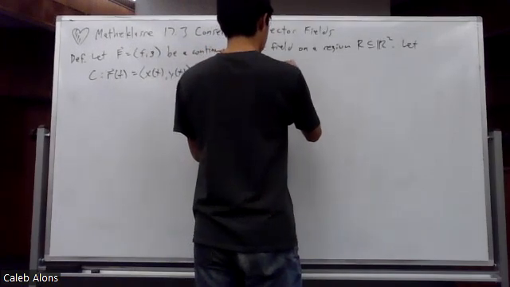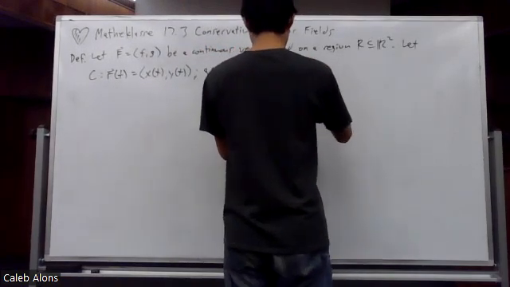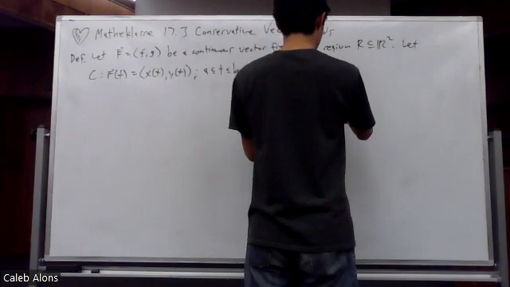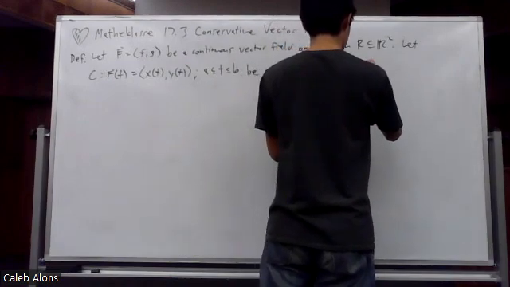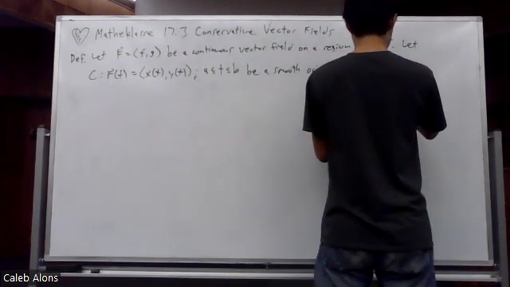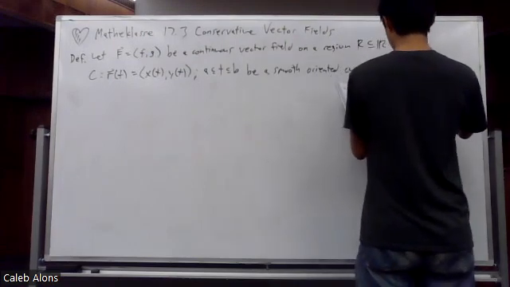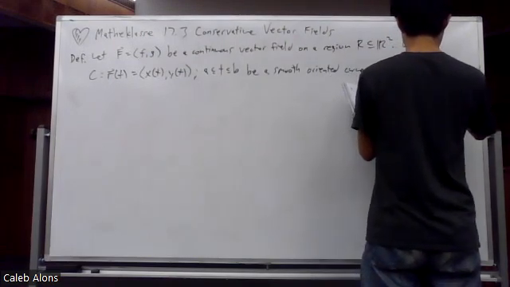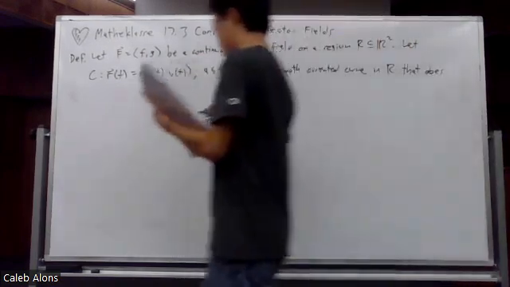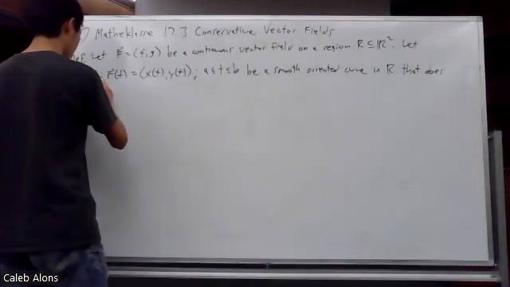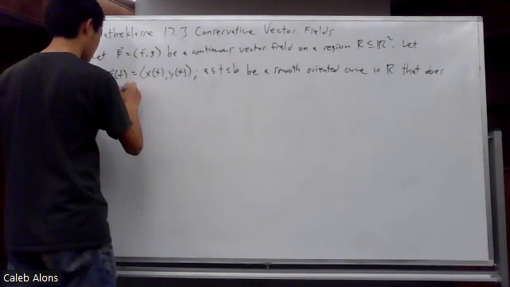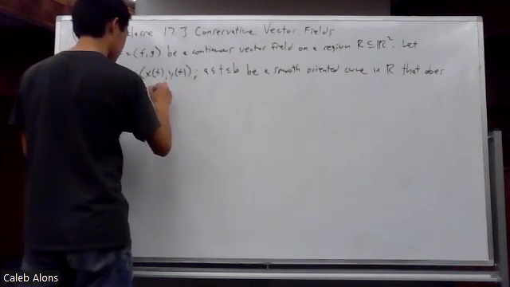Let C be a smooth oriented curve in R, the region, that does not intersect itself. It's important that it does not intersect itself.